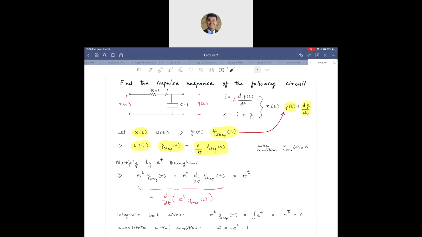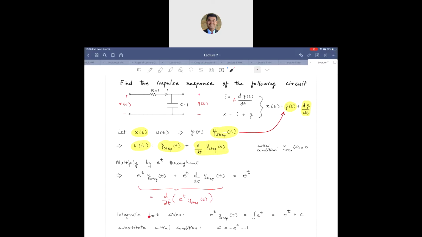What is my left hand side over here? My left hand side over here is e to the t times y of t. So some function multiplied by e to the t, plus e to the t multiplied by the derivative of that function. We know from calculus classes or differential equation classes that this can be combined into the derivative of the product of e to the t multiplied by y step of t.